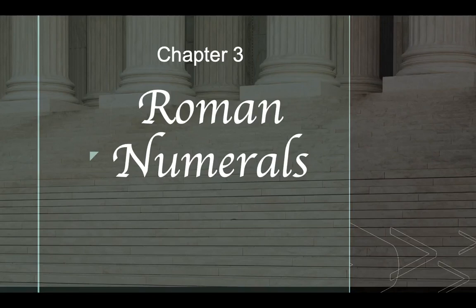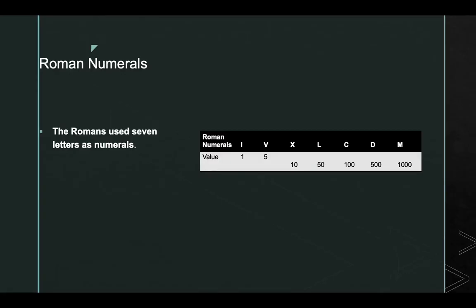Today I will start with chapter 3, and the topic is Roman numerals. Children, as you already studied in class 3 about Roman numerals, you know it very well. The Romans used 7 letters as numerals. Here all 7 letters are given, and the values of these letters are given below them.